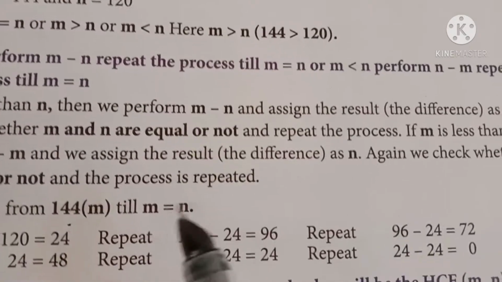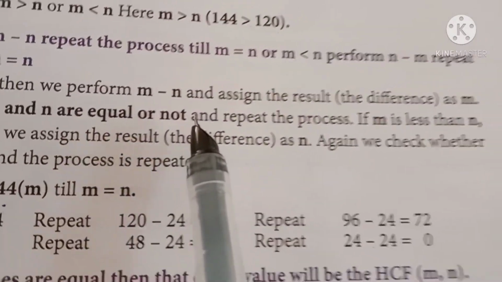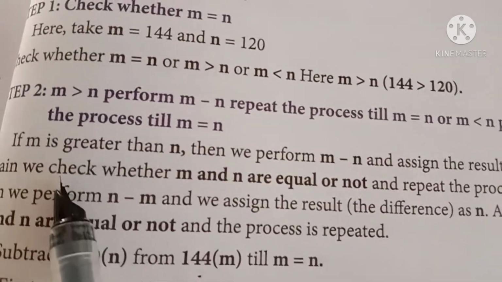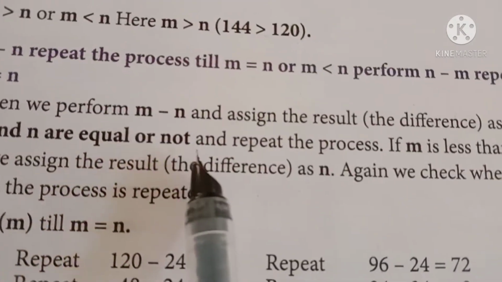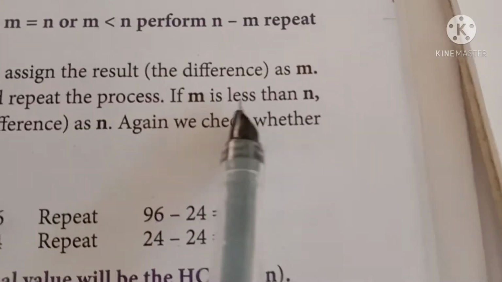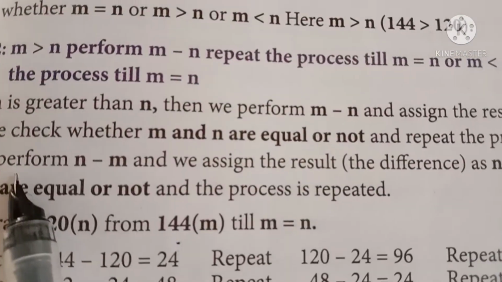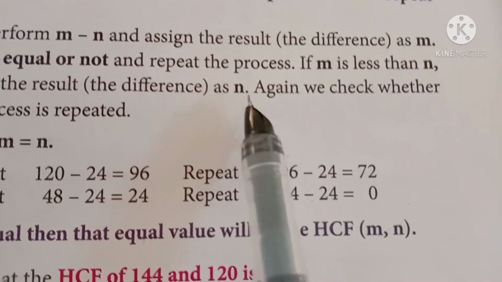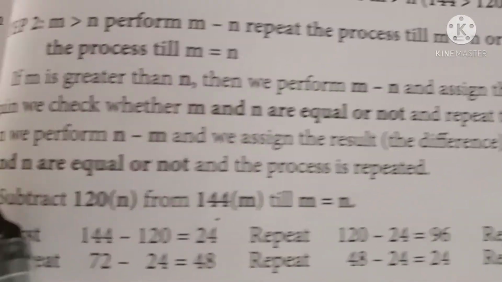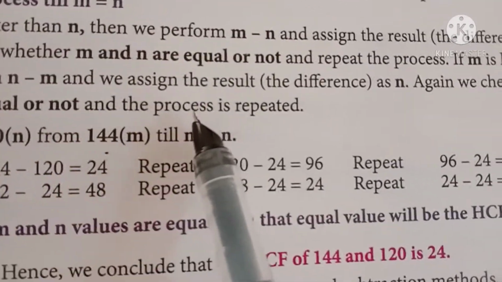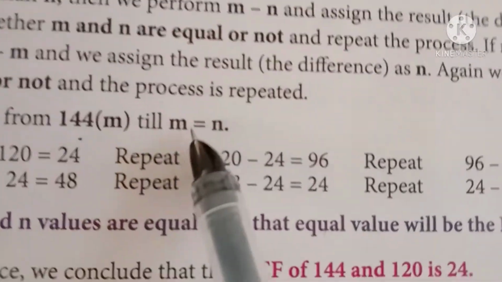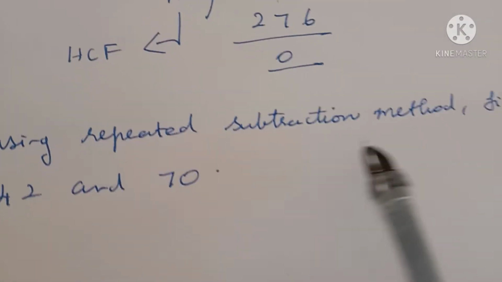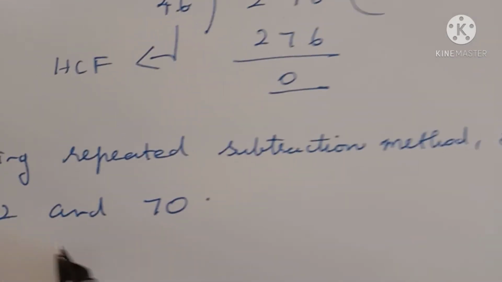If m is greater than n, then we perform m minus n and assign the result as m. Again, we check whether m and n are equal or not and repeat the process. If m is less than n, then we perform n minus m and we assign the result as n. Again, we check whether m and n are equal or not and the process is repeated till m is equal to n.